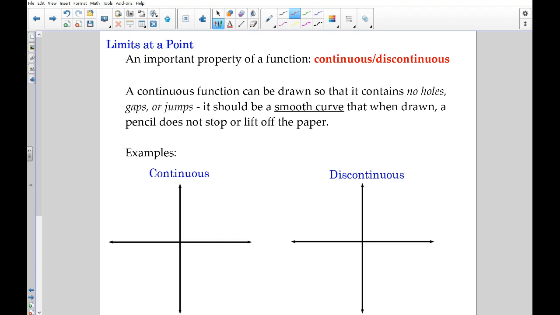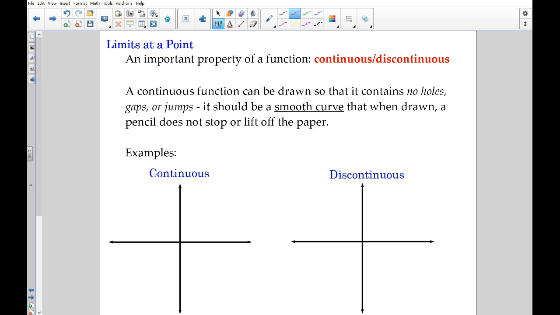This video is going to discuss limits at a point. Before we discuss limits at a point formally, we actually need to discuss a property of a function called continuity. The adjective form we would say is that a function is continuous or it is discontinuous.